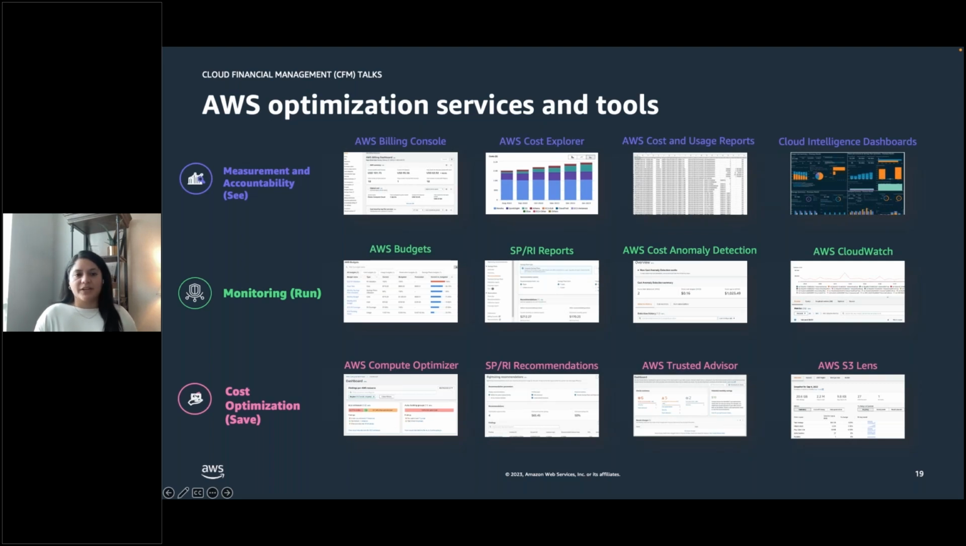I'll not be covering everything on this slide, but just to highlight a few that can make an impact, starting with measurement and accountability. One of my most commonly requested tools is the Cloud Intelligence dashboards. Now, these are preset templates that utilize the data from the cost and usage reports and interpret the data into visuals by using Amazon QuickSight.